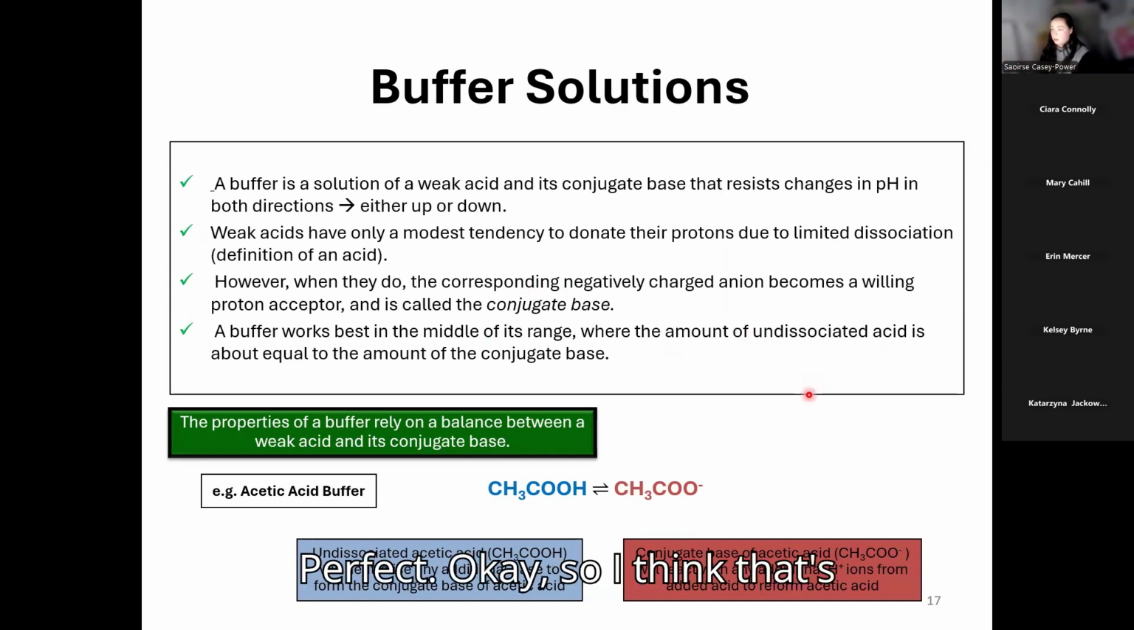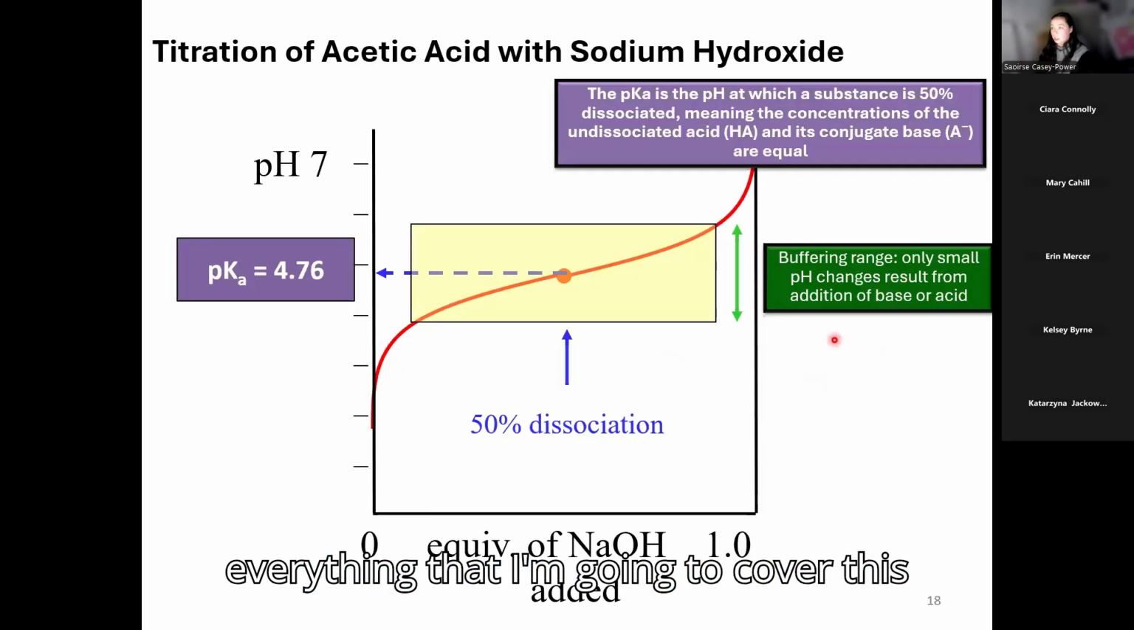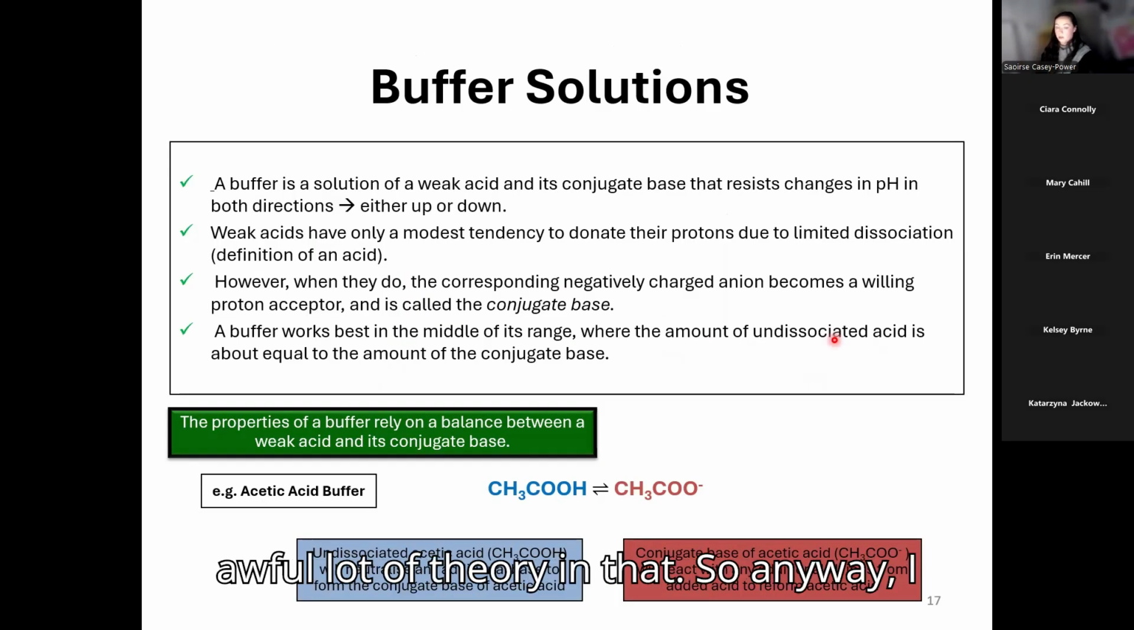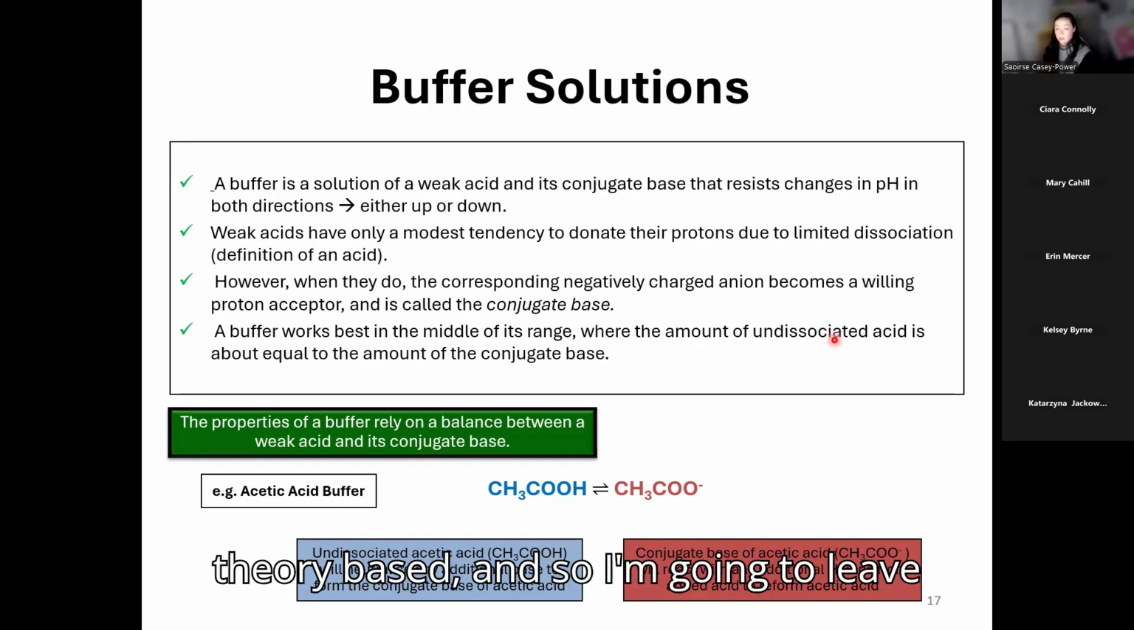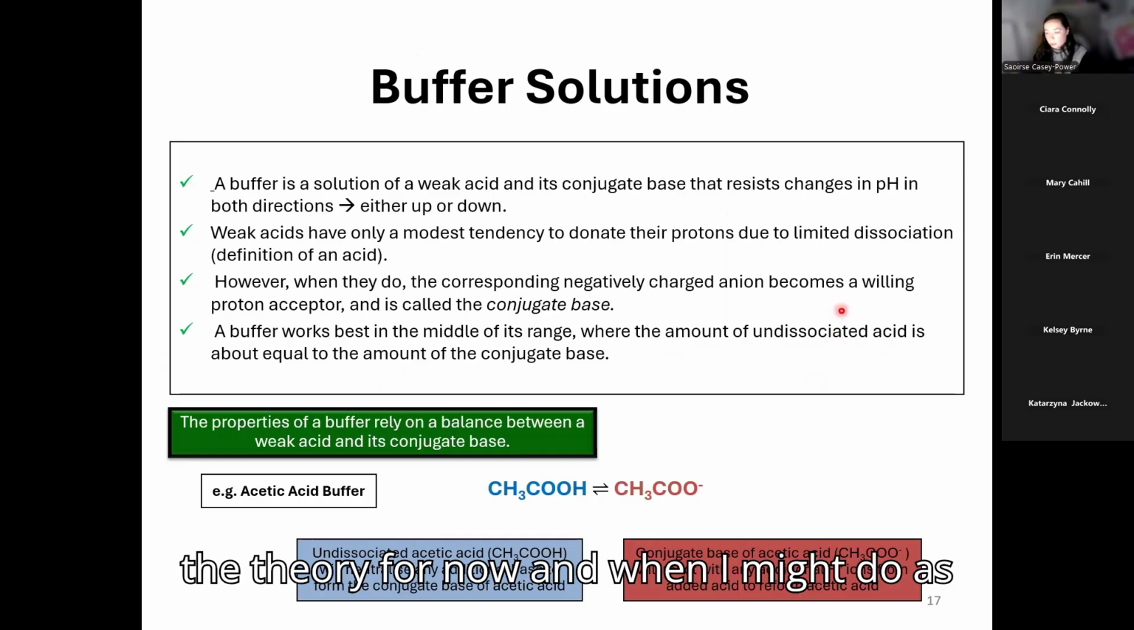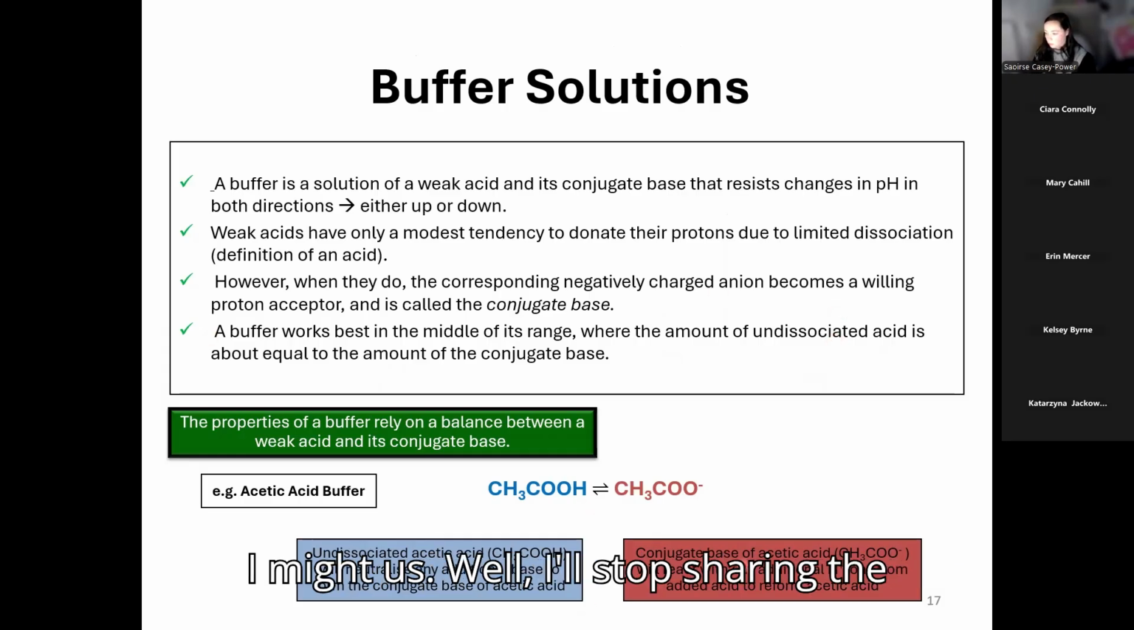Perfect. Okay, so I think that's everything that I'm going to cover this evening anyway, because I know there's an awful lot of theory in that. So I know we went from very calculation based to more theory based. So I'm going to leave the theory for now. And I'll stop sharing the screen anyway first.